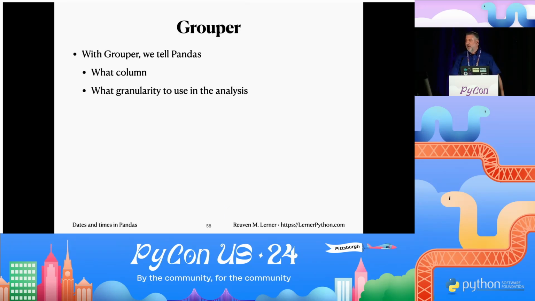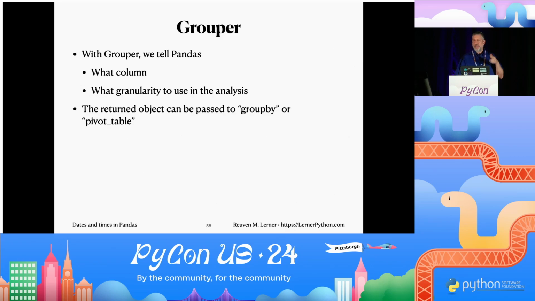And basically, what does grouper do? With grouper, we tell Pandas which column we want to use, and what granularity we want to use in that analysis. And the returned object, what we get back from grouper, is designed to be used in a group by or in pivot table.